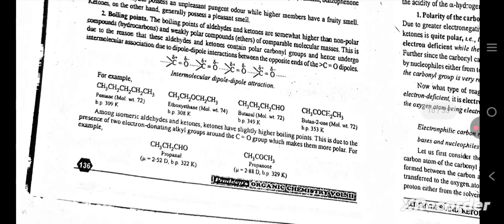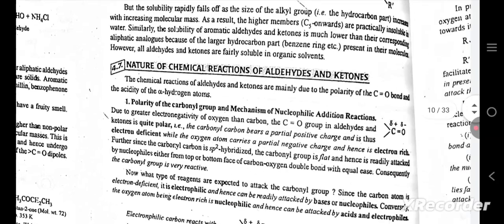Boiling points. The boiling points of aldehydes and ketones are somewhat higher than those of non-polar compounds and weakly polar compounds of comparable molecular masses. This is due to the fact that aldehydes and ketones contain polar carbonyl groups and undergo intermolecular association due to dipole-dipole interaction between the opposite ends of the dipoles. Among isomeric aldehydes and ketones, ketones have slightly higher boiling points. This is due to the presence of two electron-donating alkyl groups around the C=O group, which makes them more polar, for example.